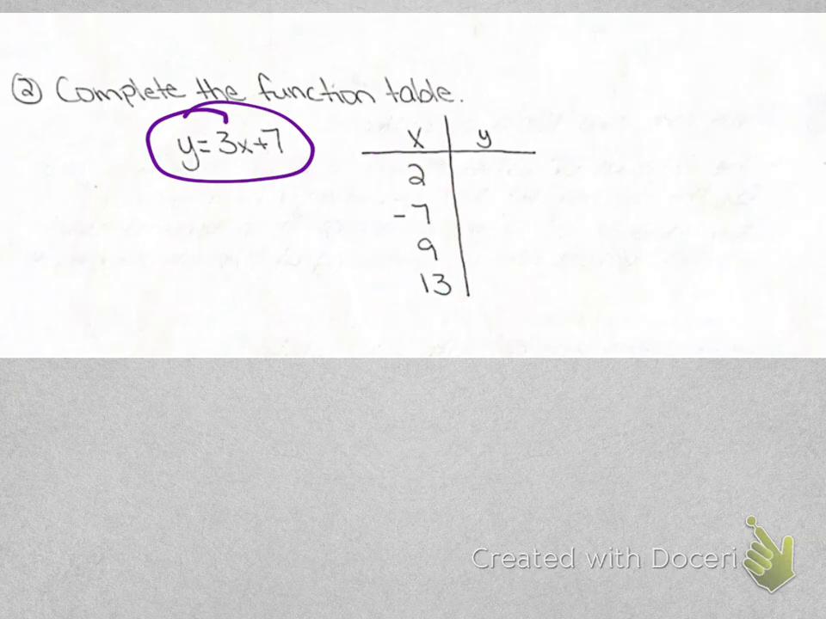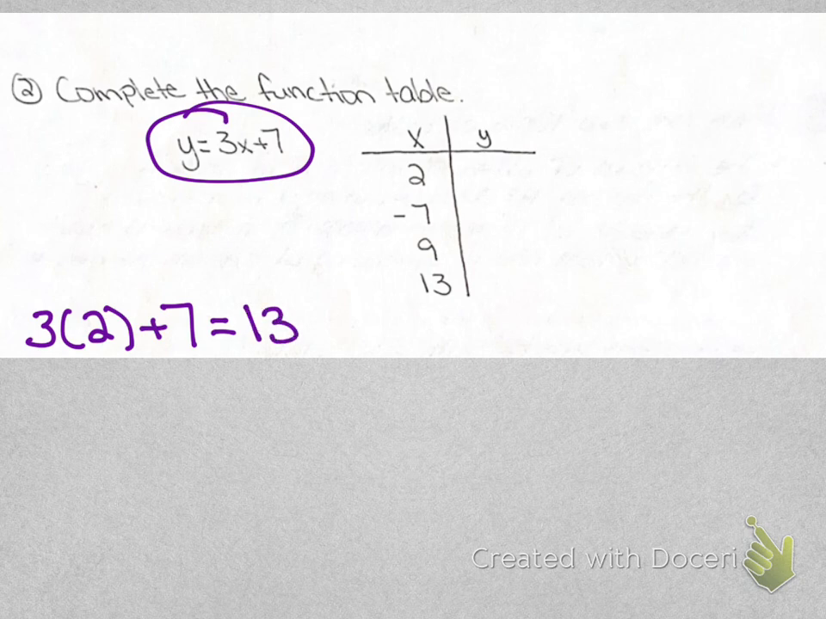So we'll start with x value of 2. So you have 3 times 2 plus 7. 3 times 2 is 6 plus 7, that's 13. So your y value is 13. Okay, then you do it with negative 7. So we have 3 times negative 7 plus 7.